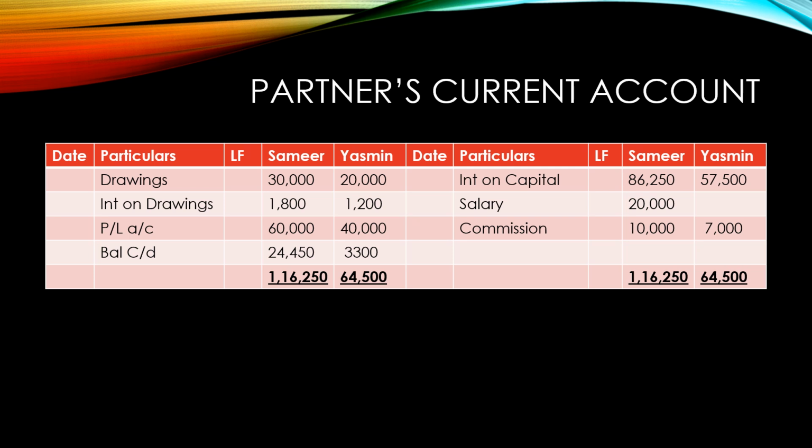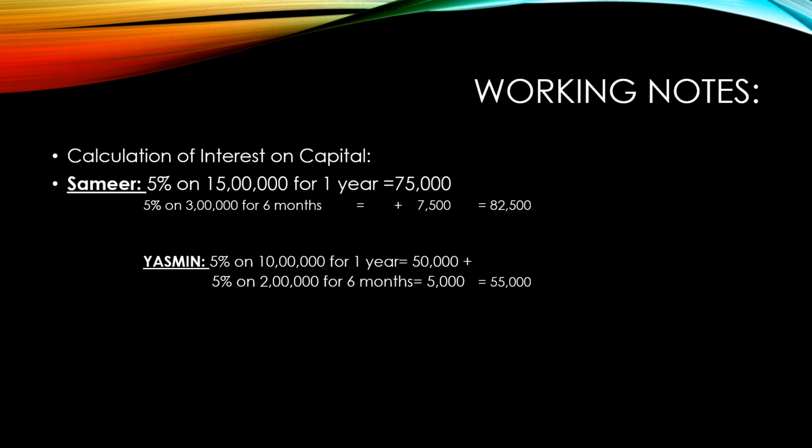3300 for Yasmin. So first of all, I'll show you the working notes for the calculation of interest on capital. Now please notice over here how the interest on capital is calculated. This is not very tricky because in final accounts also you used to calculate the interest on capital by taking into account the dates which are mentioned over there.